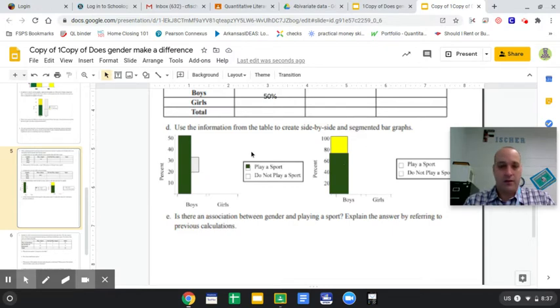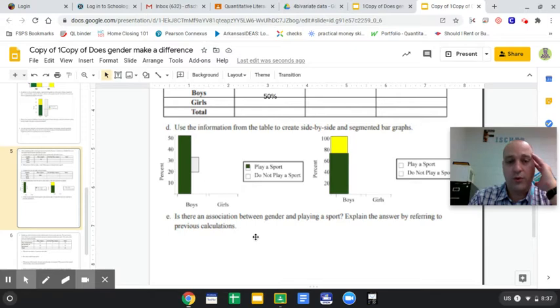All right, next one. Is there an association between gender and playing a sport? And then you just say, by looking at the data, is there an association between it? It's either yes or no.